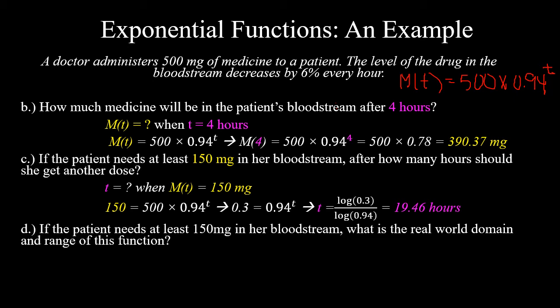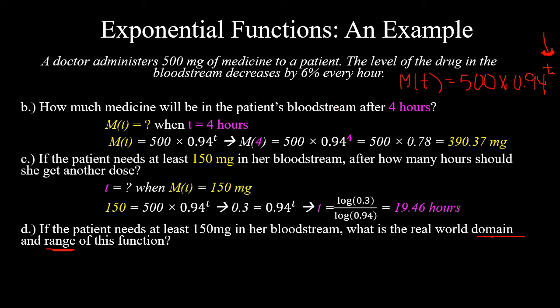All right. And then, of course, letter D: if the patient needs at least 150 milligrams in her bloodstream, what is the real-world domain and range of this function? Okay, I really want you guys to feel comfortable with domain and range going into the final. So that's why we're going to keep going through domain and range for each of these examples. So remember, domain is input and range is output. All right. For domain, when we're talking about inputs, our input here is time. Okay, so how many hours is this going to go on?